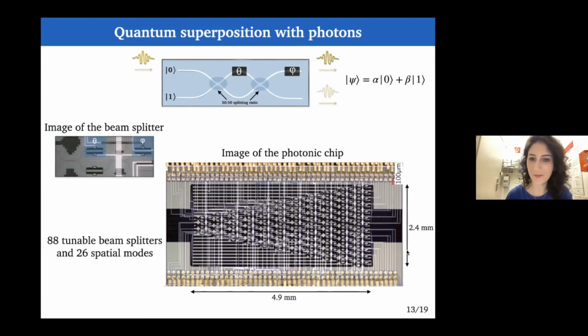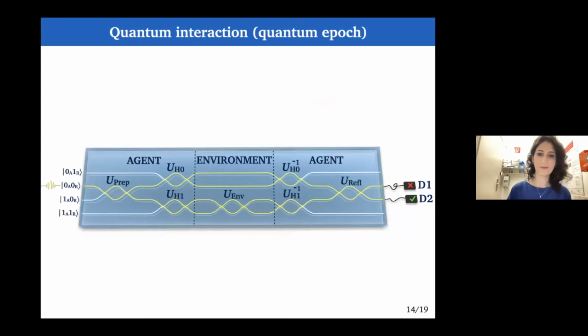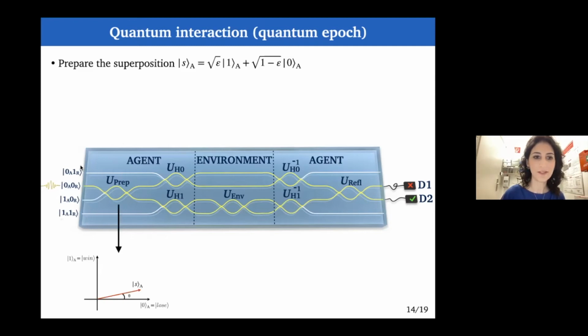All right, so this is the image of the chip, and now I'm going to show how we implemented this reinforcement learning protocol with this chip. We didn't exploit the full chip. We just used the bottom part, so four spatial modes. As you can see, the agent and the environment are assigned to some regions in the chip. What is important to keep in mind here is to pay attention to the labels. We use one photon for this experiment, but we need to encode the actions: the winning action here, the 1 state, and the losing action.